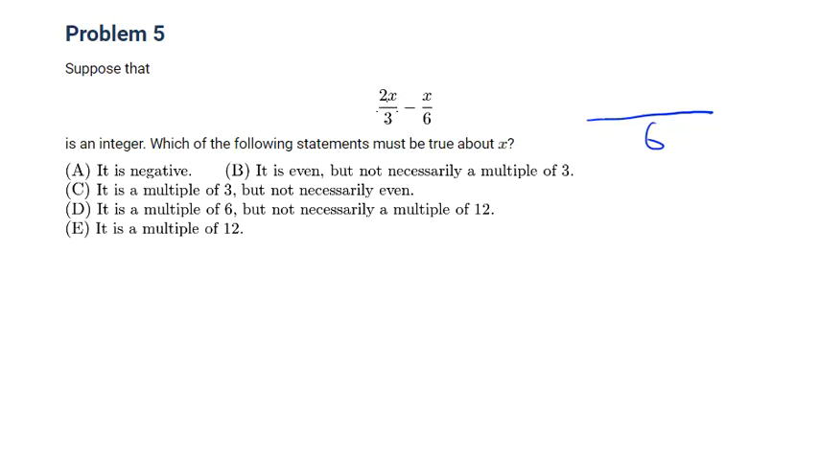Not me though. Let's see, this 3, then we turn it into the 6, and we multiply this by 2, multiply this by 2 as well. This is 4x minus this x. Well, 2/3 minus 1/6 is 1/2. Alright, this is 6/3. See? And it's half of x. So if this is an integer, then x must be even. It is even, but not necessarily a multiple of 3. Yep.